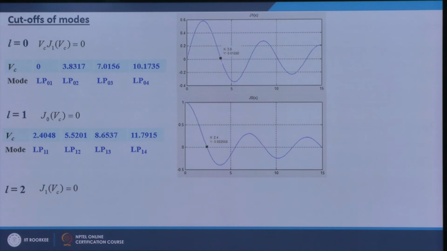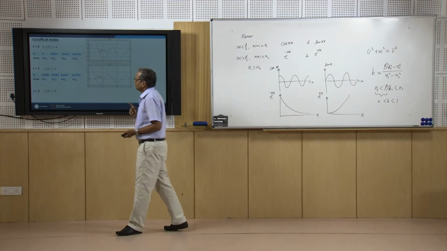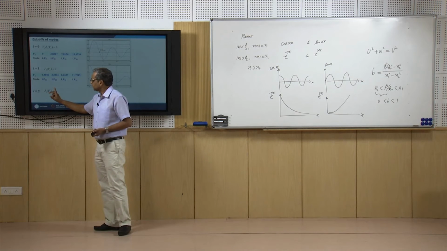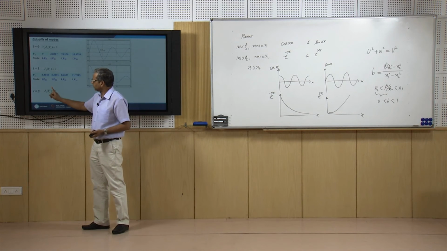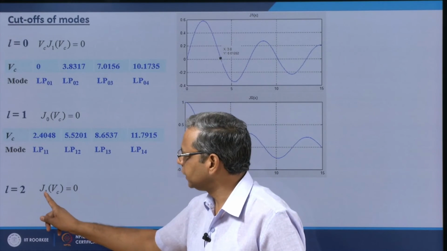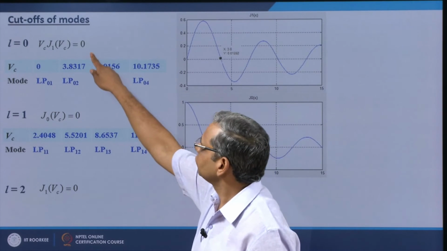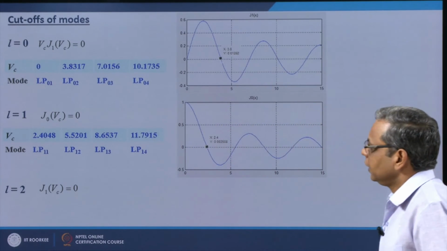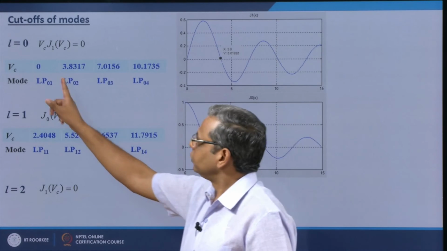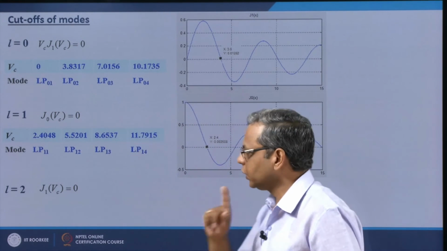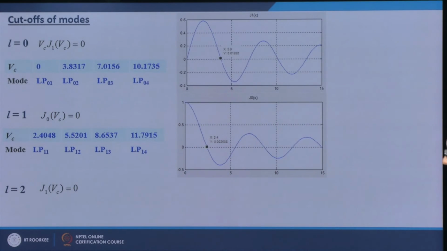Now, let us look at L is equal to 2. For L is equal to 2, the cutoffs are J(L-1) Vc is equal to 0, so this becomes J1 Vc is equal to 0 for L is equal to 2. So, it is the same as this one. But I will have to exclude this Vc is equal to 0 here, because this cutoff cannot be shared with any other mode.